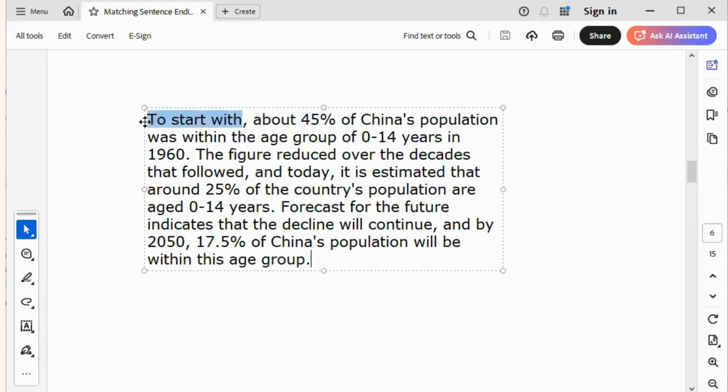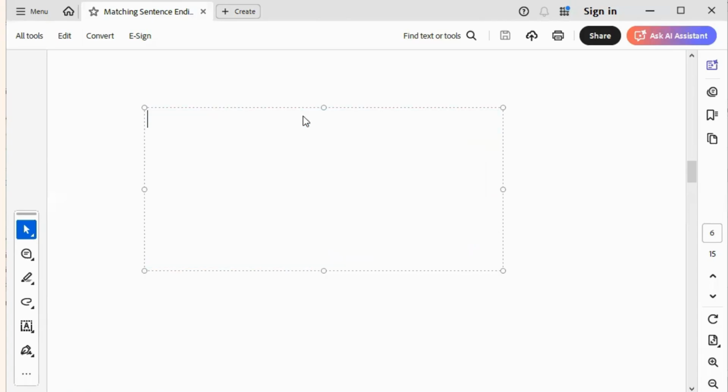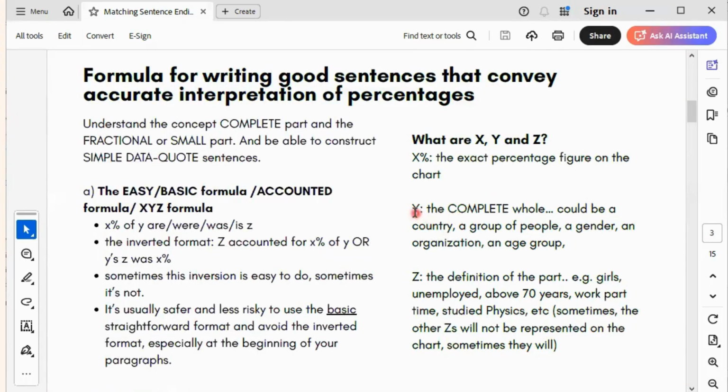Ignore this part that says to start with. This one is an introductory word. It's just like saying in conclusion, it's just like saying firstly. Don't consider it. So that percentage figure, X, shows up at the beginning of the sentence. Do you get it? That's how you use that formula. Very, very important. So X represents the percentage figure. Then what does Y represent? Y represents the complete whole. It could be a country, like in this case. X% of China's population.